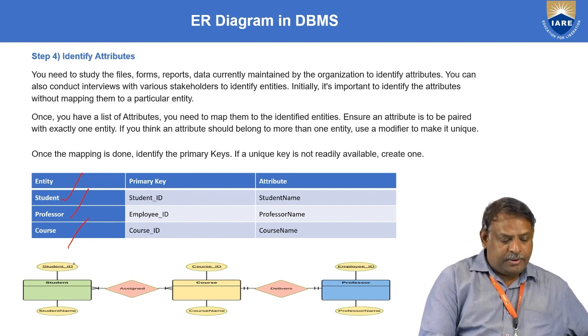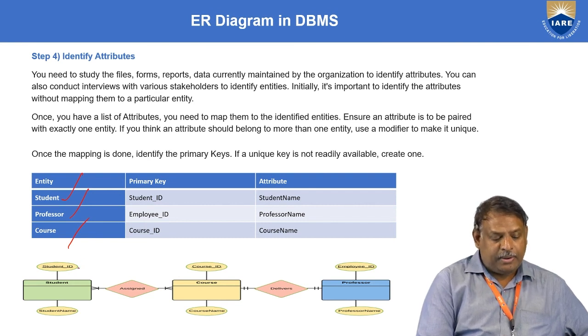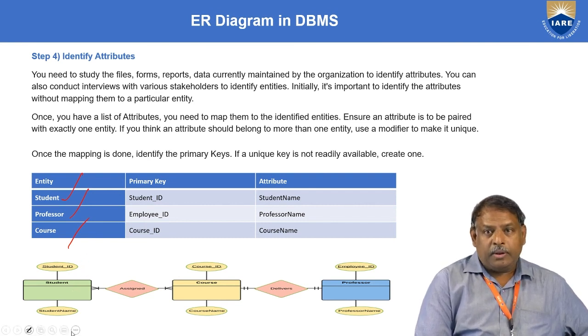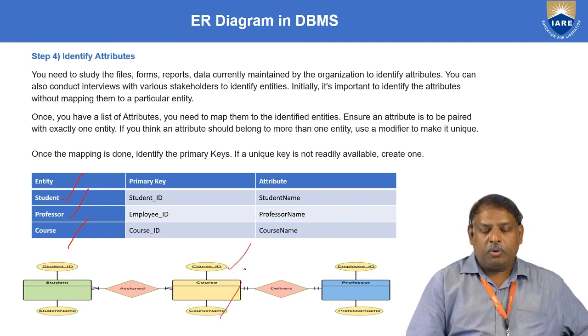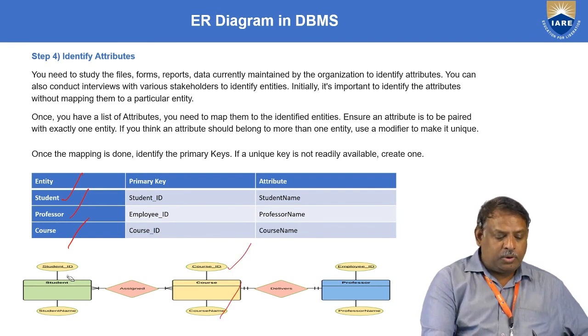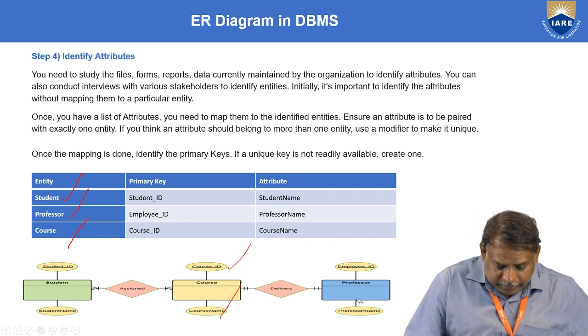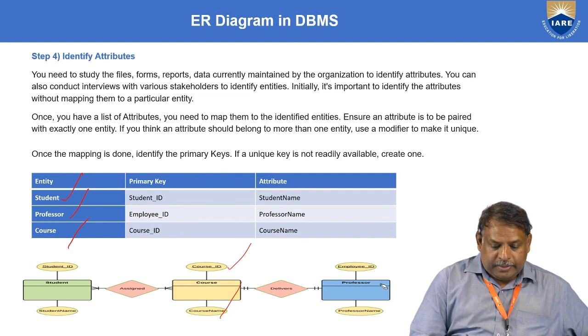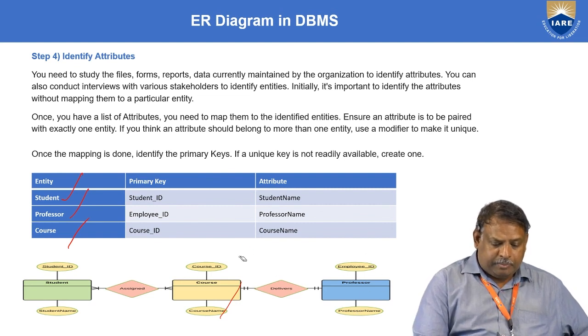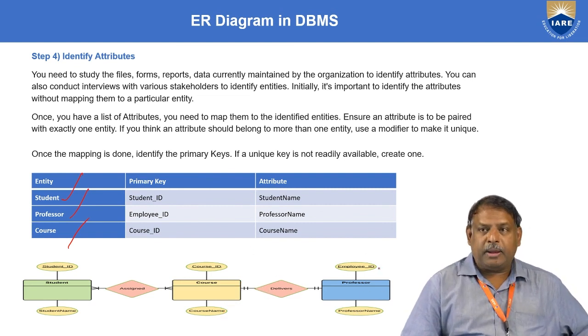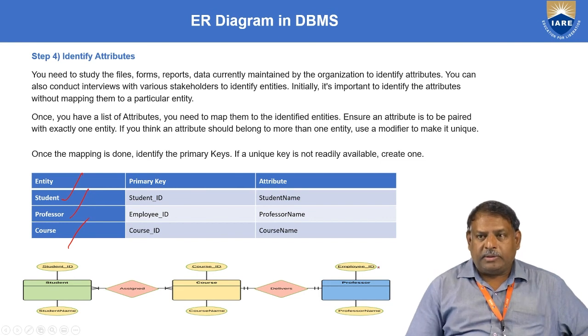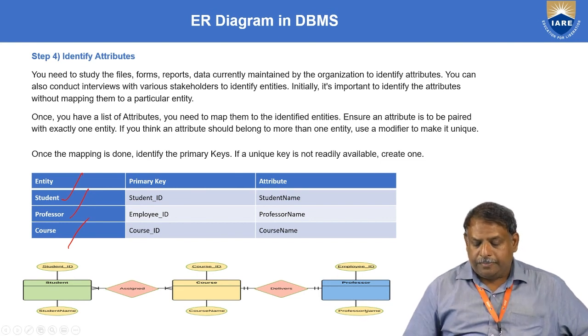Now, the student ID is the primary key for the student entity, and the student name is one more attribute. Similarly, course ID and course name, where course ID is the primary key. The student is assigned to a course. The professor will take a class, will deliver. The employee ID is the primary key for the professor. The second attribute for a professor is professor name.